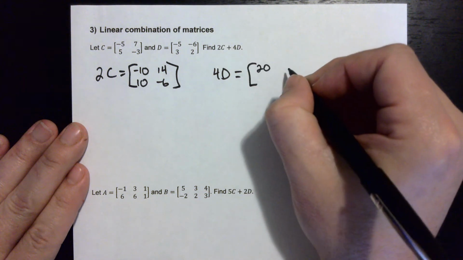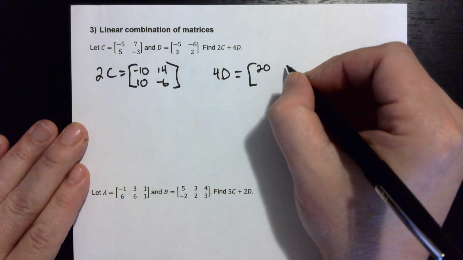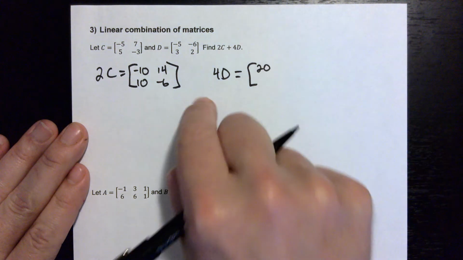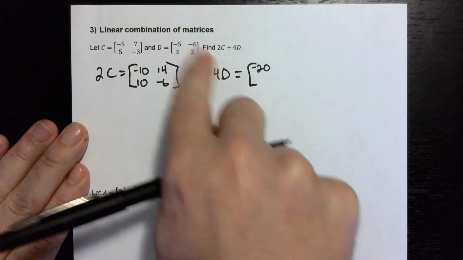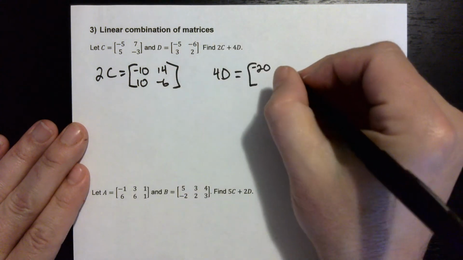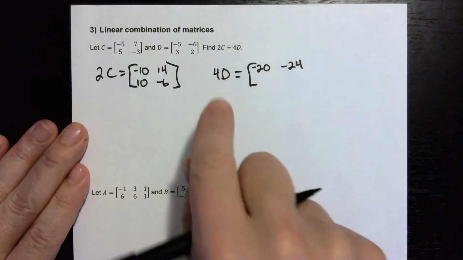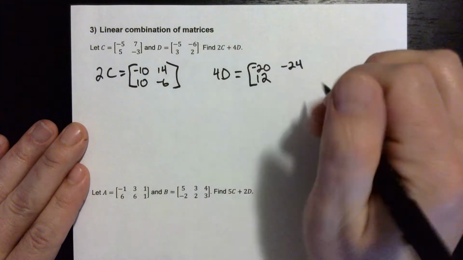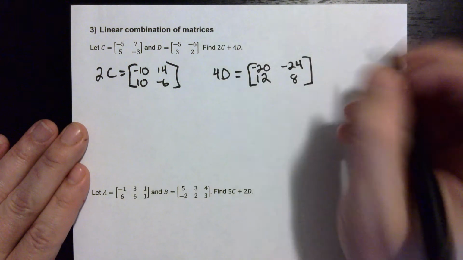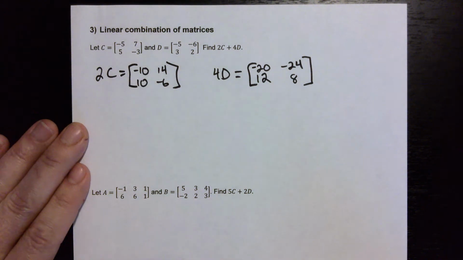that's going to be negative 20, excuse me. 4 times d is negative 20. 4 times negative 6 is negative 24. 4 times 3 is 12. And 4 times 2 is 8. Okay, so I multiplied everything there by 4.